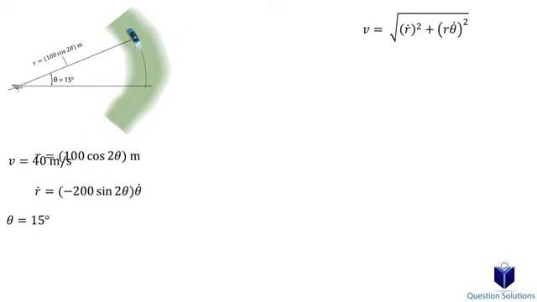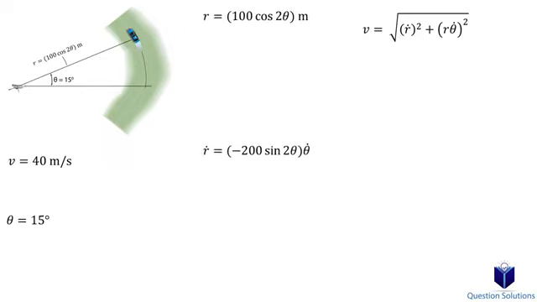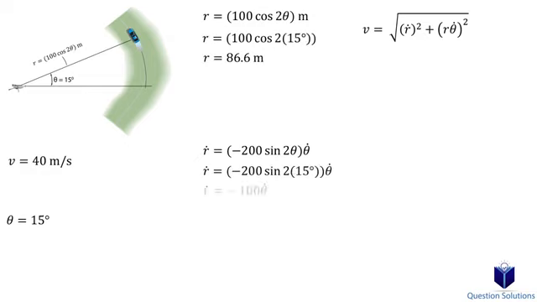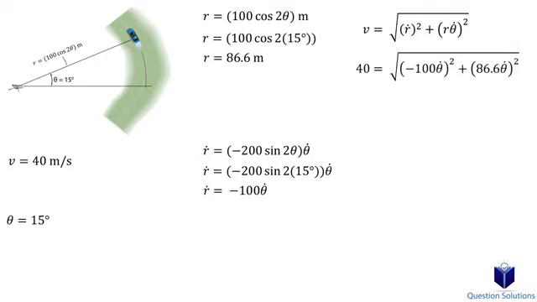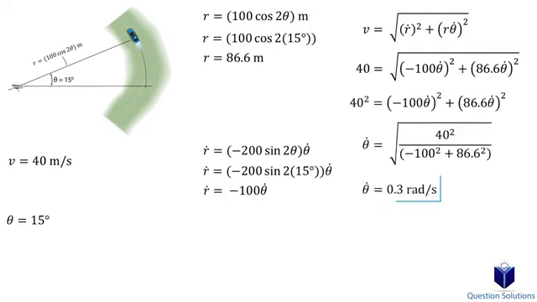Now we need to figure out the values of our equations when theta equals 15 degrees. So we can start plugging that value in. First, for the position equation. Next, for the time derivative of our position equation. Now that we have all the pieces, we just need to find the angular velocity using the magnitude of velocity equation. Let's plug in everything we know. Now we just need to solve for the angular velocity. Square both sides. Solving gives us our answer.